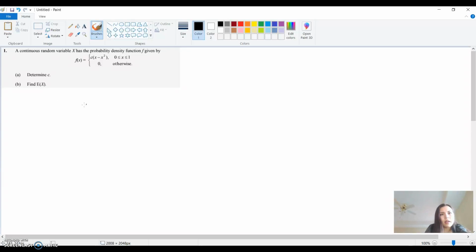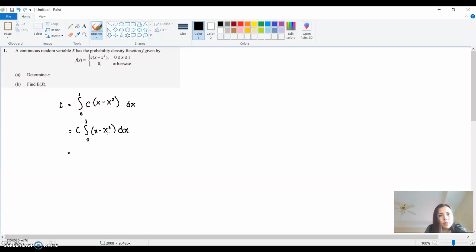So this means that the area under the curve usually equals 1. The area of 1 is only between 0 to 1. So we know that the integral from 0 to 1 of cx minus x squared equals 1. Okay, we can bring c out because it is a constant, so that doesn't really do anything in the integral.